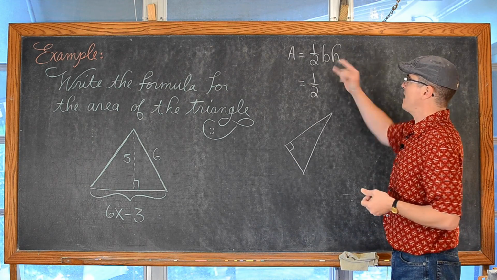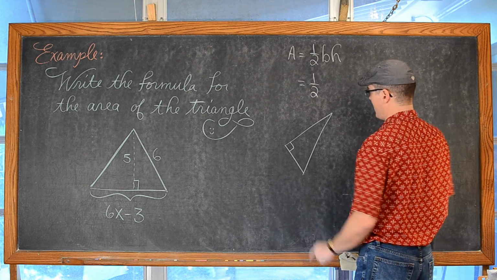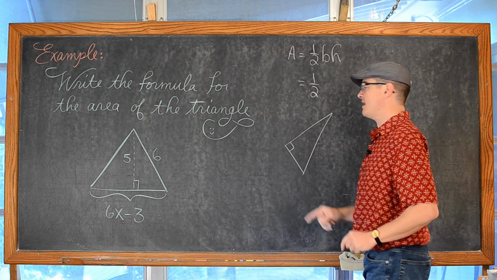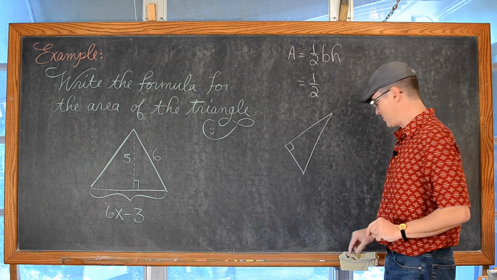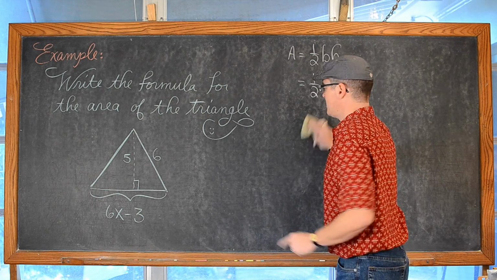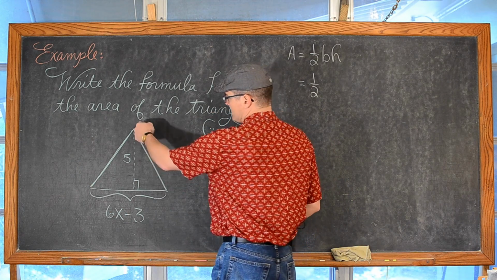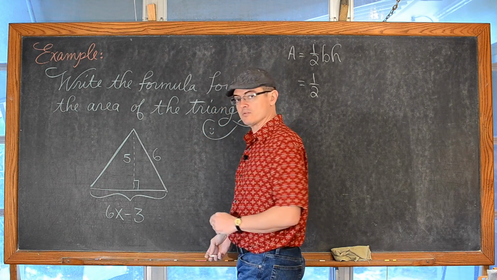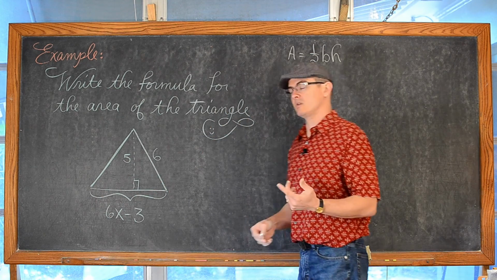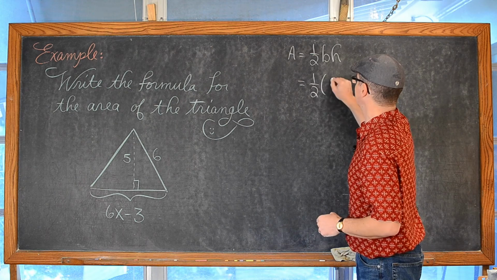And multiplication is commutative, so it doesn't matter if you say this is the base and that's the height, or that's the base and that's the height. The point is they're perpendicular to each other. So when you look at this diagram, the bottom isn't necessarily the base, but I do have a marking which is perpendicular. So this is going to act as the base, so it's going to be 6x minus 3.